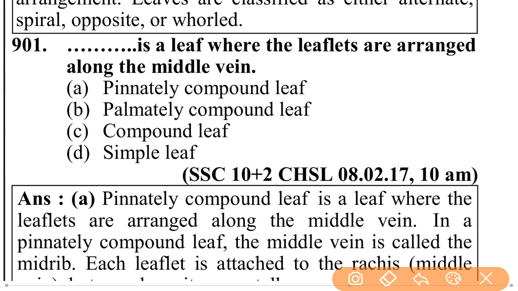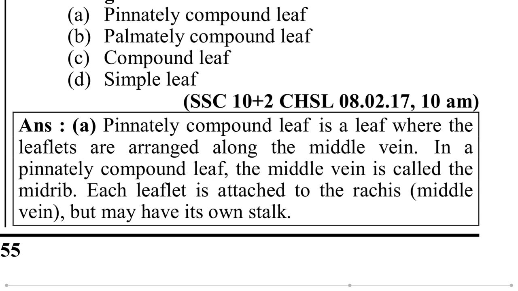A pinnately compound leaf is a leaf where the leaflets are arranged along the middle beam. In a pinnately compound leaf, the middle beam is called the midrib, or rachis. Each leaflet is attached to the rachis but may have its own stalk.